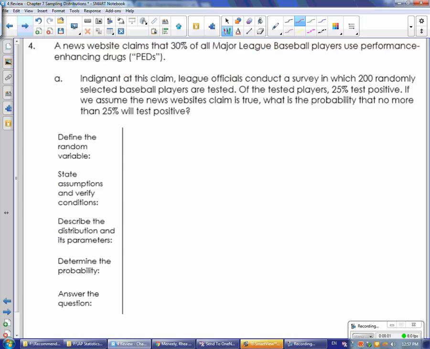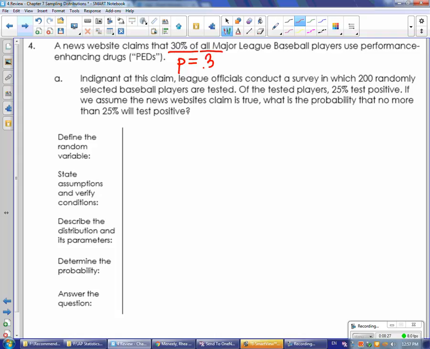Okay, so the next 2 problems deal with actual probabilities and computing probabilities given some information. So number 4, it says a news website claims that 30% of all Major League Baseball players use performance-enhancing drugs. So right away, I see a percentage symbol here. That tells me I'm dealing with a proportion. And that is describing all Major League Baseball players, so that gives me a p-value of 0.3.